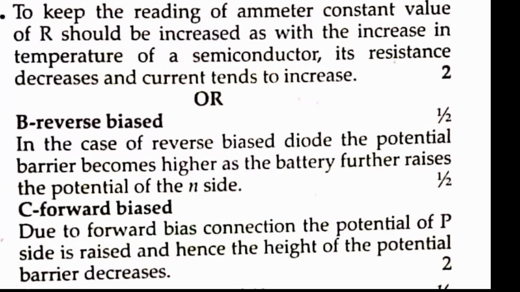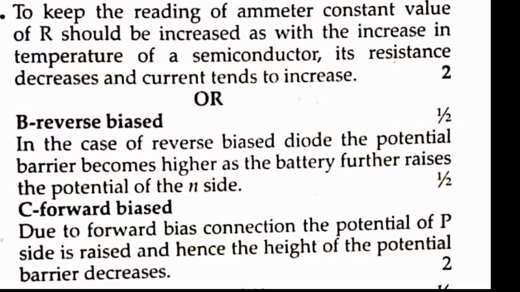Here we can see that the graph B is reverse biased and graph C is forward biased, because in graph B the potential barrier is higher because the graph is shown here, right? But in the case of forward biased diode, here we can see the barrier height is decreased. Okay, so how we can answer? B is reverse biased. The reason also we have to mention. In the case of reverse biased diode, the potential barrier becomes higher as the battery further raises the potential of the N side. Okay, and in the case of graph C, that is, it is forward biased.